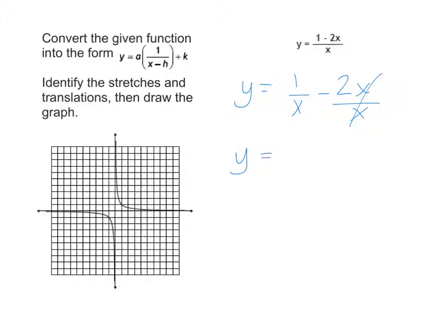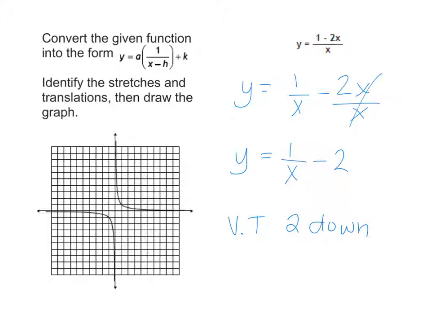So this is just y equals 1 over x minus 2. And now you can say that there's a vertical translation 2 units down, and then draw the new graph. So that one's pretty simple. Just split the fraction and then simplify. That works when you have only one term in the denominator. So the denominator here was just x.